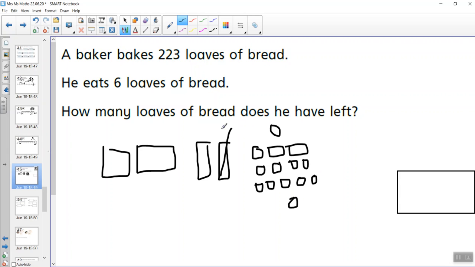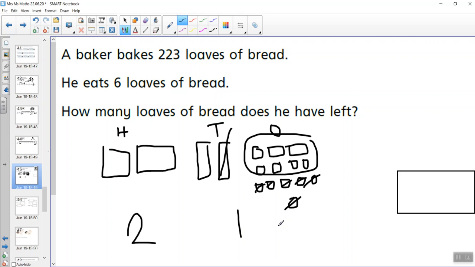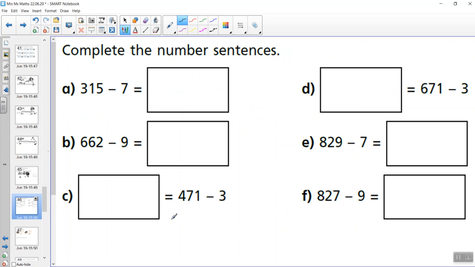There are ones, and there are tens, and there are hundreds. And now I need to take away 6. 1, 2, 3, 4, 5, 6. And I'm left with 7. So that's 217. Okay, using a similar method, using your base 10 or place value counters, would you like to try these?